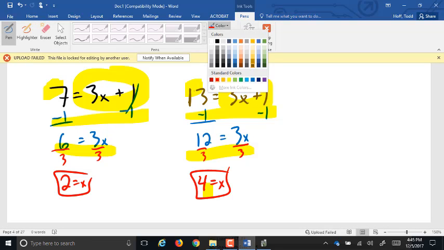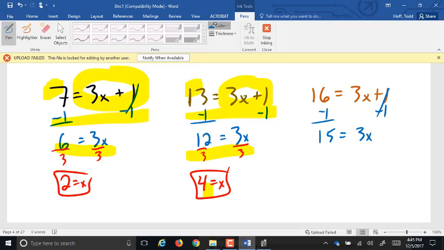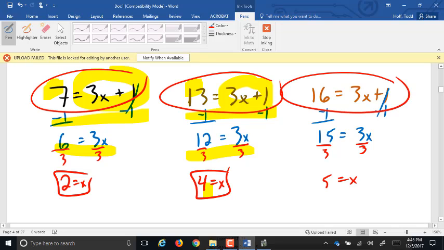I could make several different related equations. I might have 16 equals 3x plus 1. To solve that, I'm subtracting 1, just as I did before. 15 equals 3x, and I'm dividing by 3, just as I did before. So 5 equals x. These are what we refer to as a family of equations.